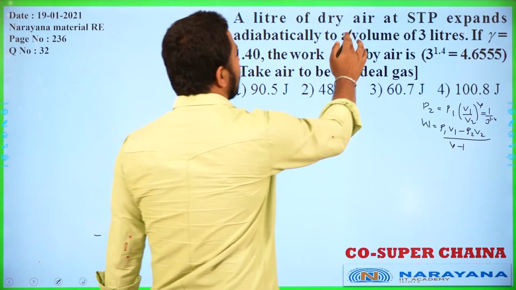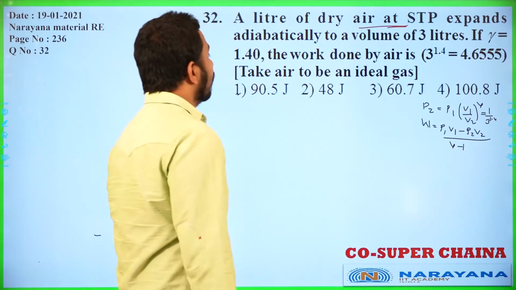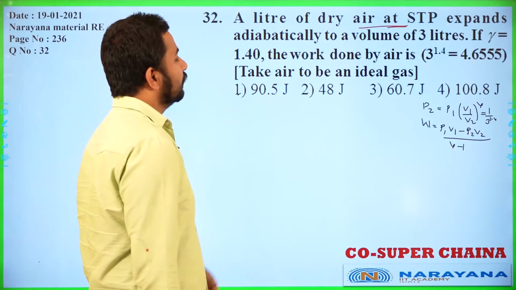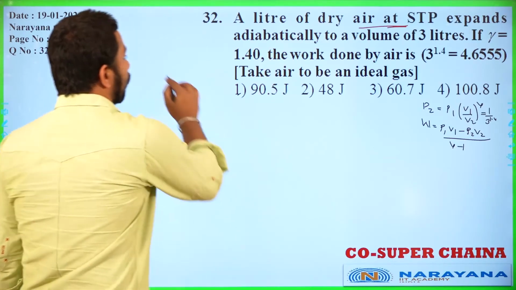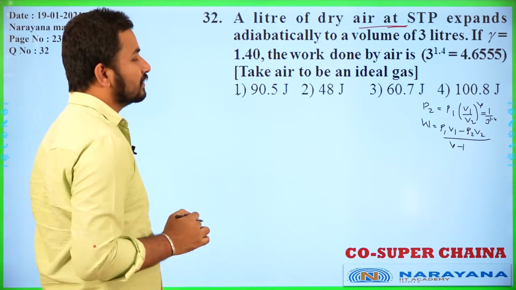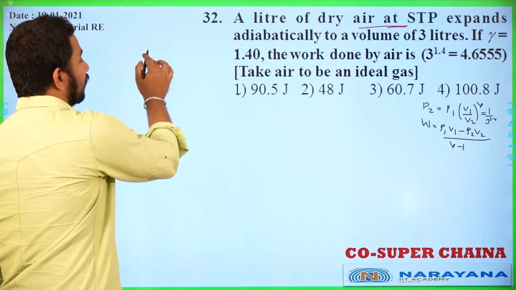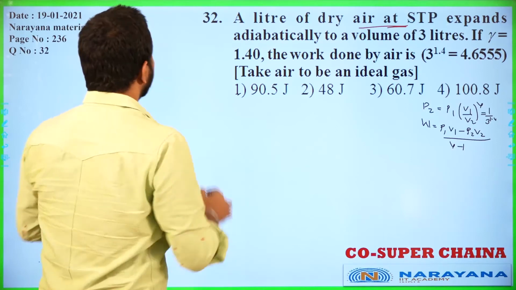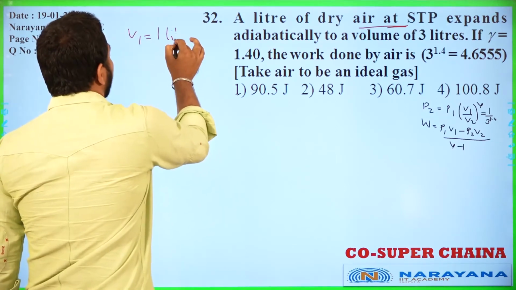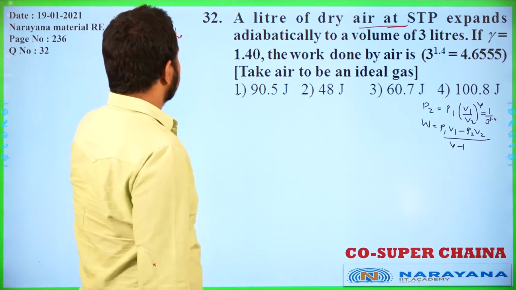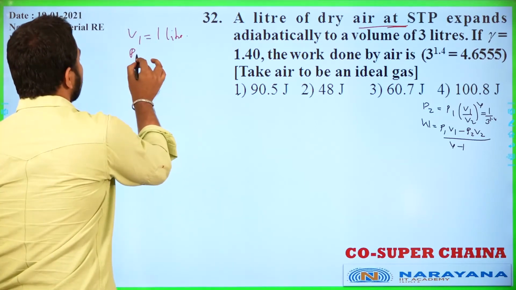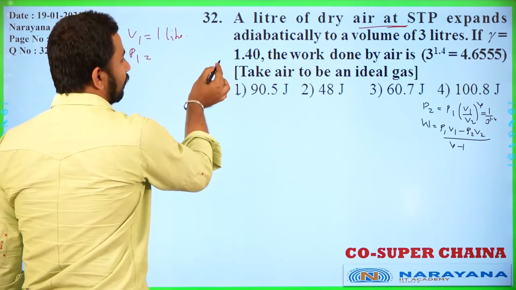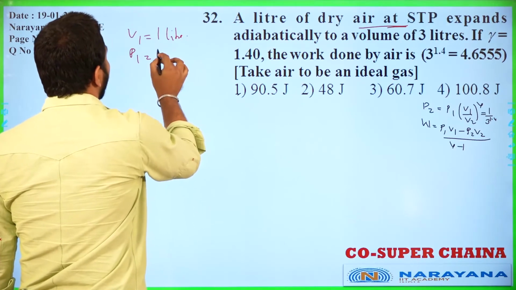A liter of dry air at STP is expanding adiabatically, with the volumes given here. So the volumes at STP conditions are given. We substitute V1 as 1 liter. Similarly, we can substitute the pressure, P1 will be 1 atm.